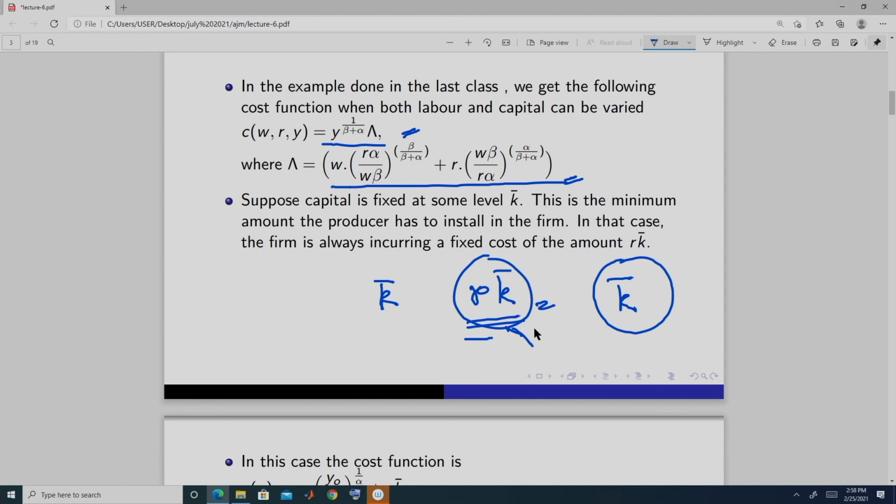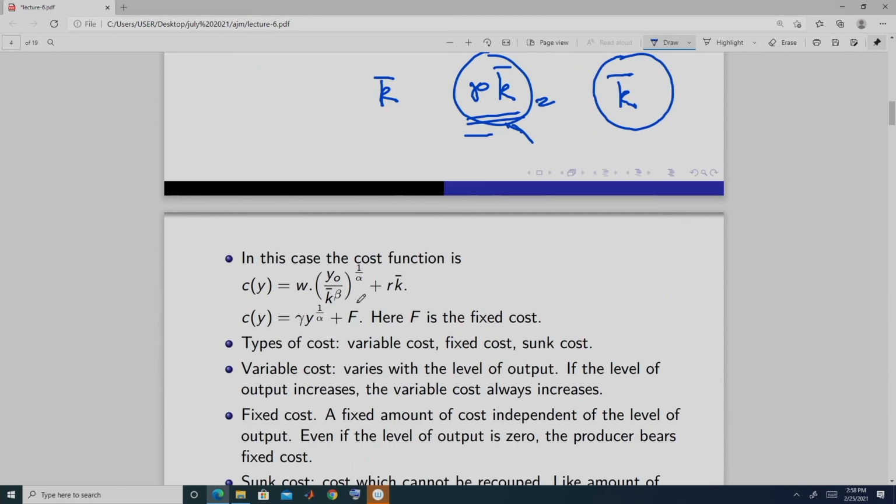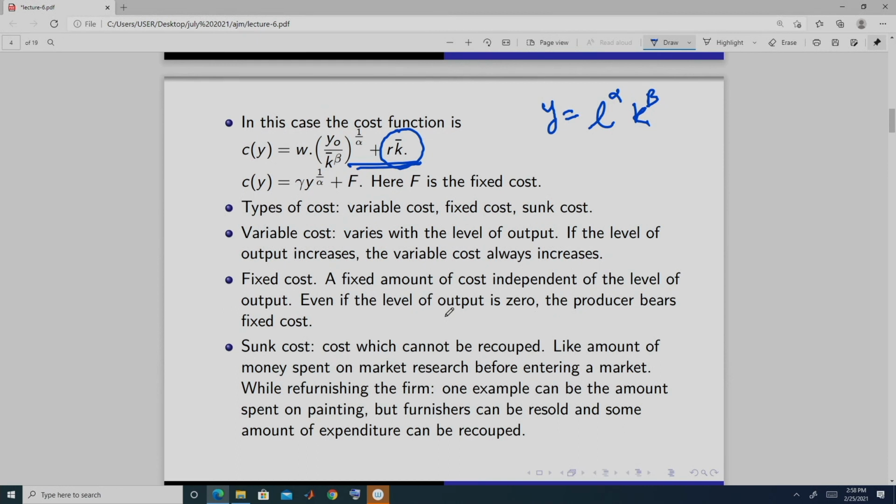So, in this case we have seen that we get a cost function of this nature if our production function is a Cobb-Douglas production function, that is of this nature. Right, we have seen that. Now, here you can say that this portion is a fixed cost and this is a variable cost. Okay. So, our cost function may have two components. One is the variable cost, another is the fixed cost.